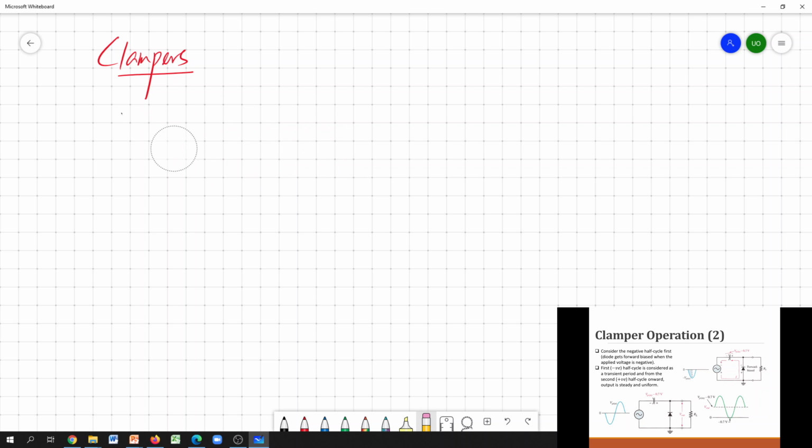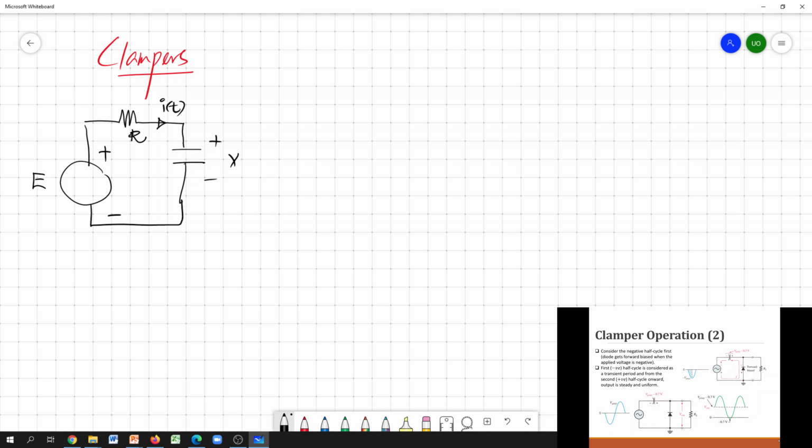Before that, we will try to understand the behavior of the capacitor circuit. So let's have a very simple circuit. We have a resistor and we have a capacitor here, and we connect it to a kind of DC source. So we have a fixed DC source of E volts, and we have resistor, and so we have current. So we have the capacitor.